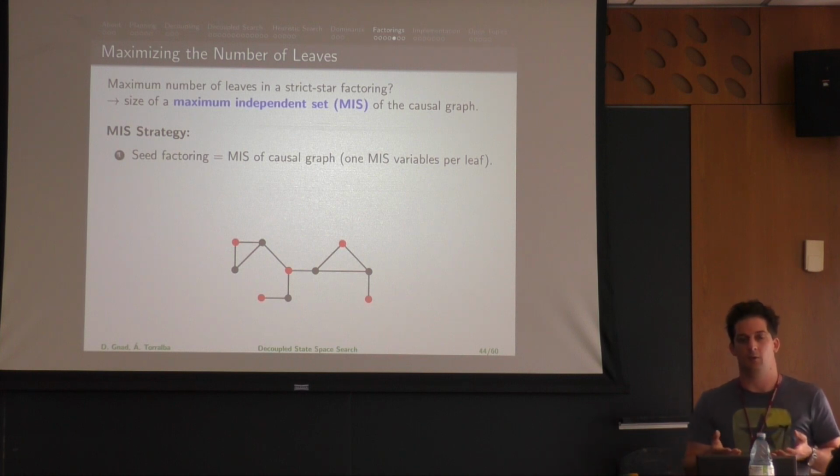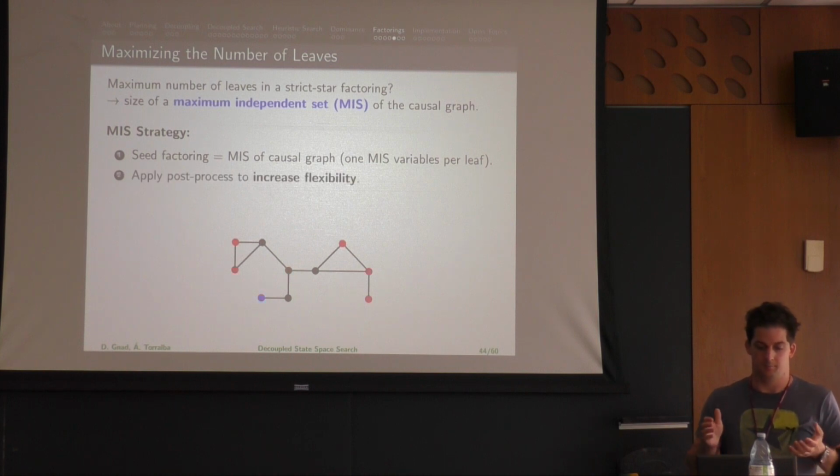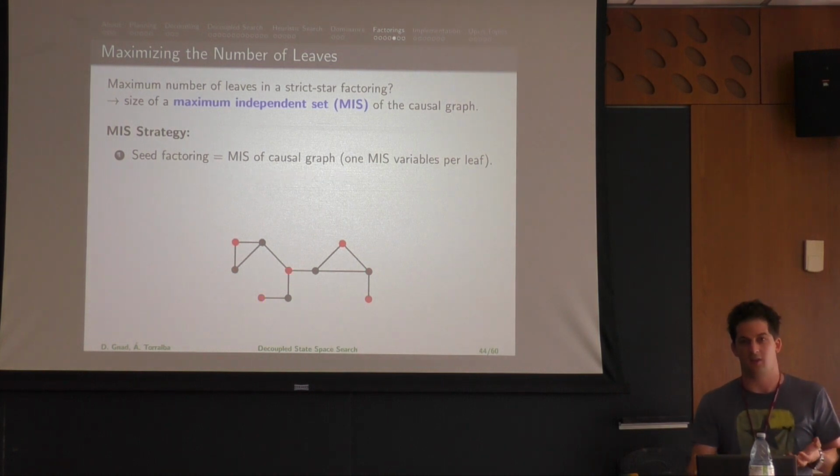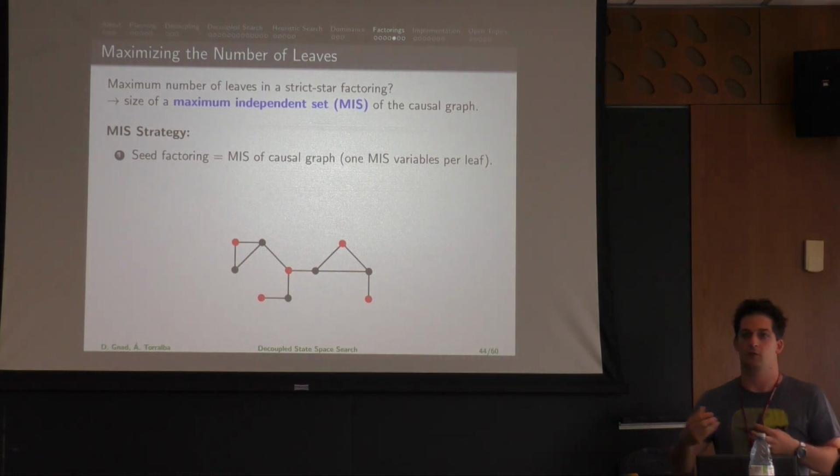And here's also what's important, the leaf flexibility. If you have such a case, it's very likely that the flexibility is very low, so that many leaf actions also affect the center, and therefore you need to branch over them.